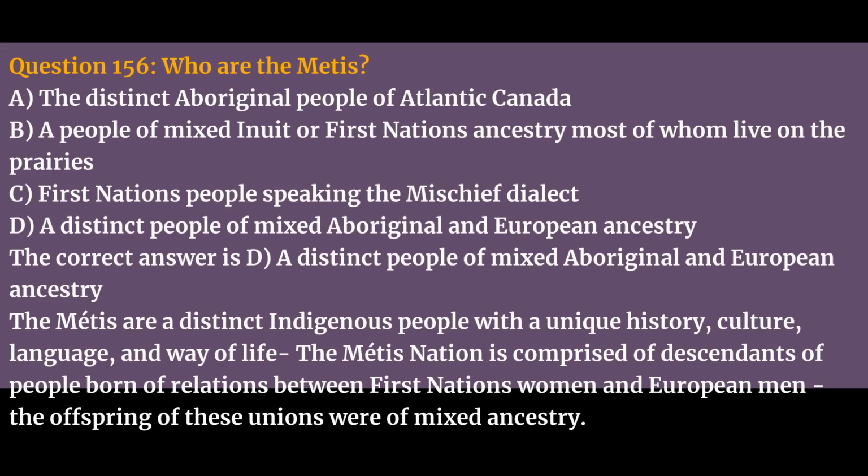Question 156. Who are the Métis? A. The distinct Aboriginal people of Atlantic Canada. B. A people of mixed Inuit or First Nations ancestry, most of whom live on the prairies. C. First Nations people speaking the Mischief dialect. D. A distinct people of mixed Aboriginal and European ancestry. The correct answer is D. A distinct people of mixed Aboriginal and European ancestry. The Métis are a distinct indigenous people with a unique history, culture, language, and way of life. The Métis Nation is comprised of descendants of people born of relations between First Nations women and European men. The offspring of these unions were of mixed ancestry.